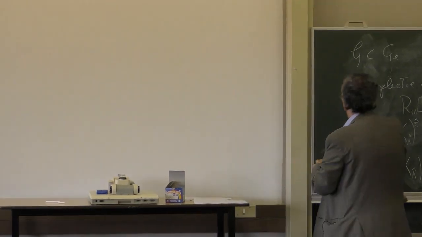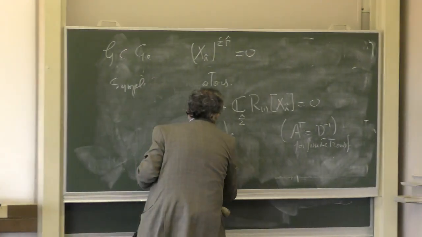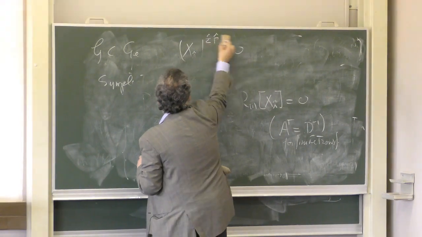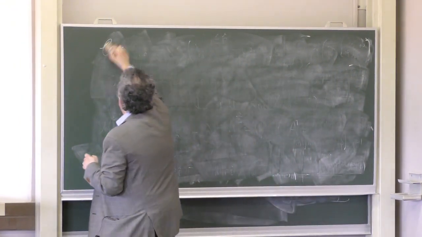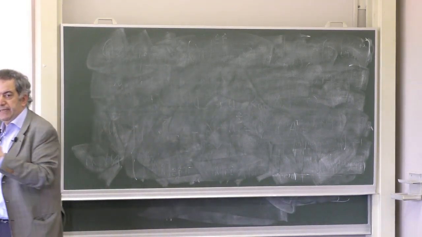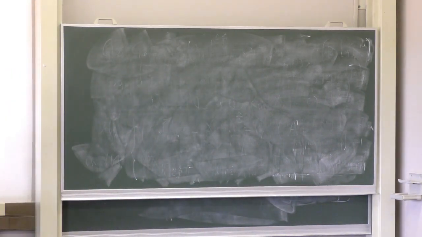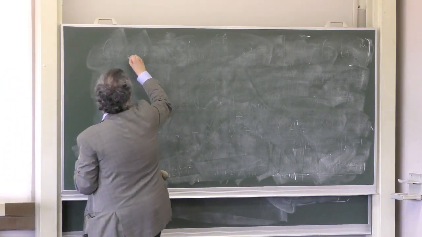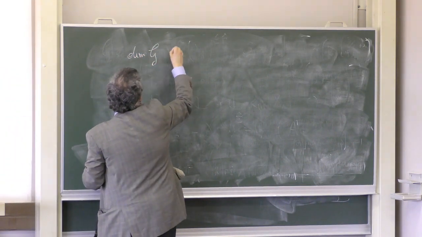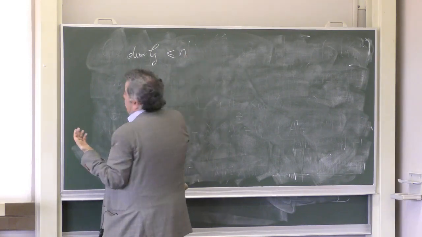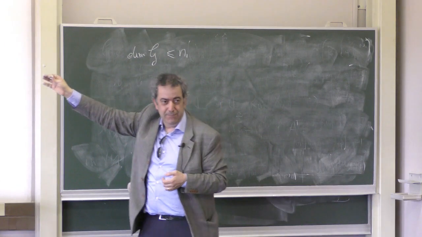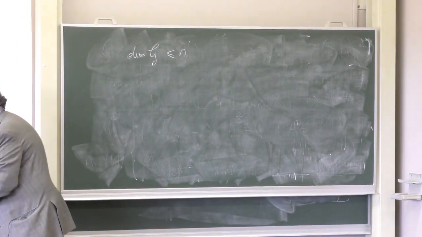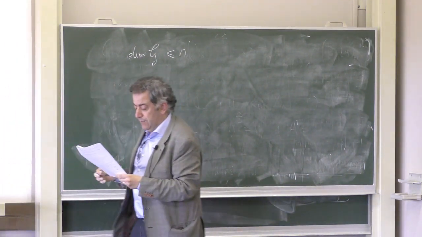Another constraint on the possible choices of the gauge group, which is, well, we have used it implicitly. We have used it implicitly, clearly. The dimension of G must be less than or equal to the number of vector fields that we have at our disposal. This is a trivial one. Okay? We can only use the vector fields that we have at our disposal.